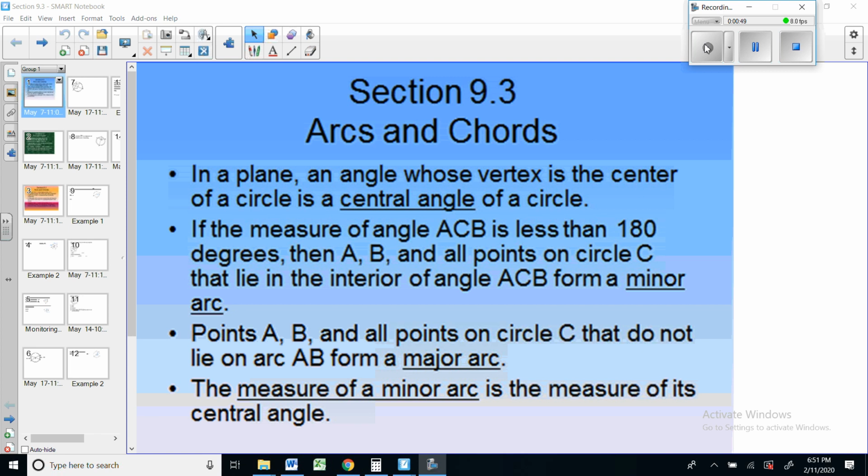Okay, we'll pause the presentation at this point so that the students have an opportunity to copy down these definitions.